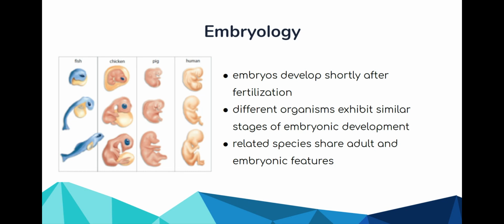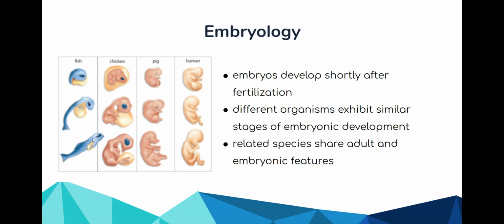Embryology looks at the different organisms and how they exhibit similar stages of embryonic development. We can then say related species could share similar adult appearances, but for sure share similar embryonic features. If you look at the picture I've given, a fish, a chicken, a pig, and a human, what you may recognize, and may not recognize, simply because I know what I'm looking at, is a chicken, this is the yolk sac. So this is a yolk, right?